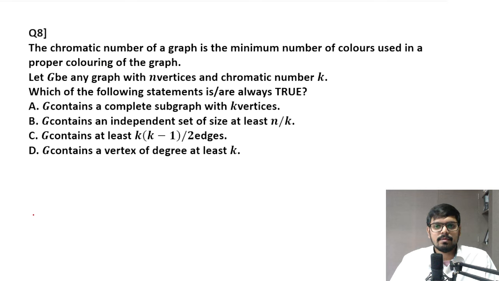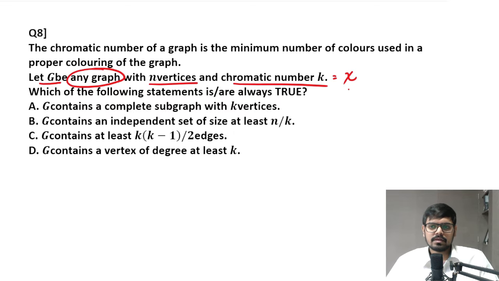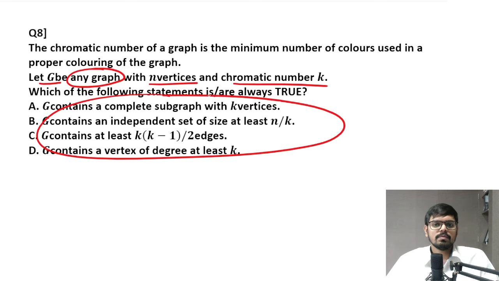Again, an MSQ question, so you have to check every option. The chromatic number of a graph is the minimum number of colors used in a proper coloring of the graph. G is any graph with n vertices and chromatic number k. Which of the following is or are true? Tried? Okay, so it's my turn to solve the question. I will give you all the methods for dealing with this kind of question. First of all, we have a graph G. This graph is any graph with n vertices and chromatic number k. Generally we use chi as the chromatic number symbol, but here they are using k, no problem. So which of the following statements is true?